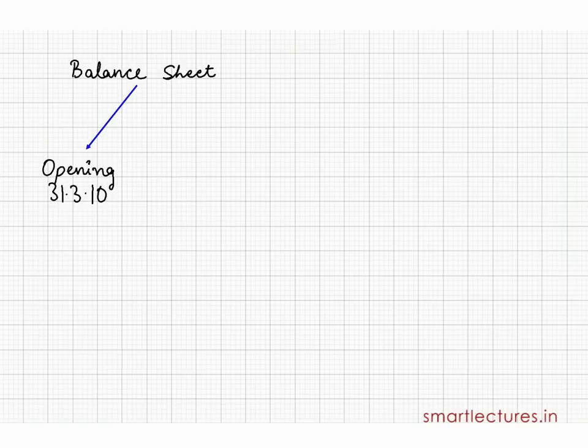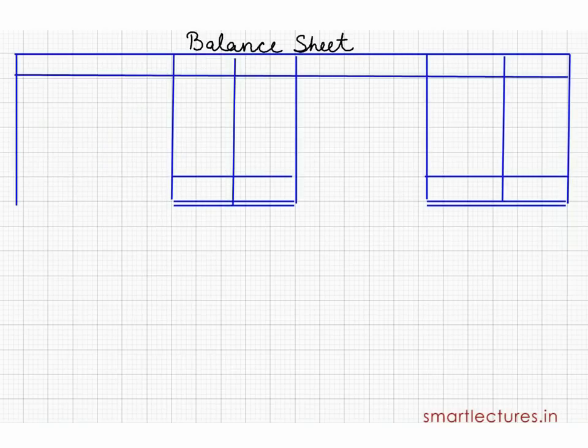Suppose in a question you are given two balance sheets: the opening balance sheet as on 31st March 2010 and the closing balance sheet as on 31st March 2011. I'm going to prepare these two balance sheets in a columnar way, with two amount columns on the left side and two amount columns on the right-hand side.